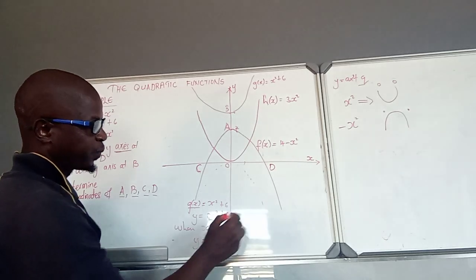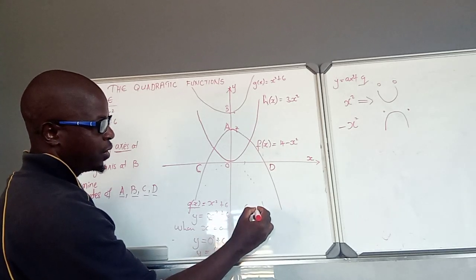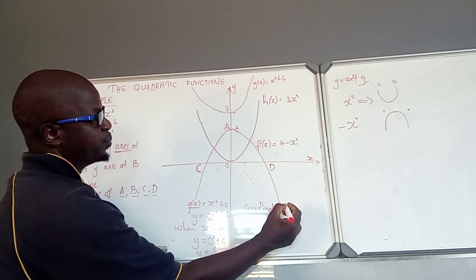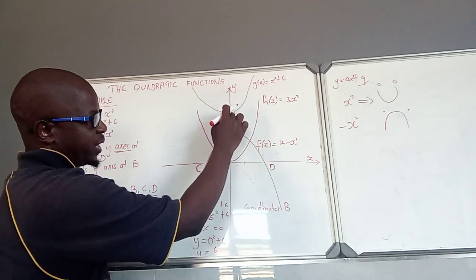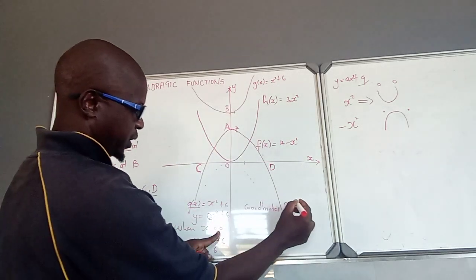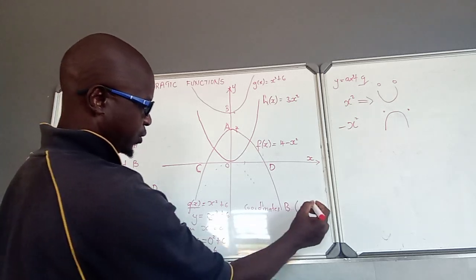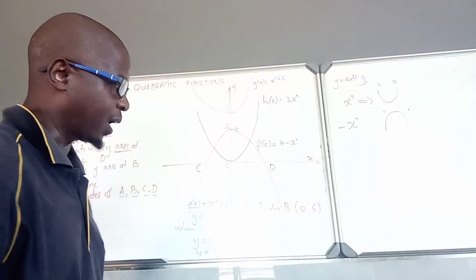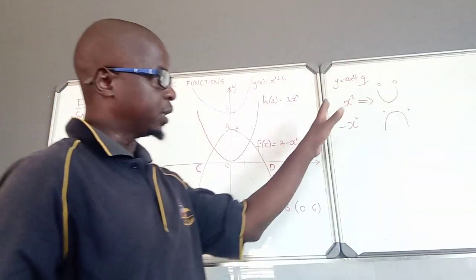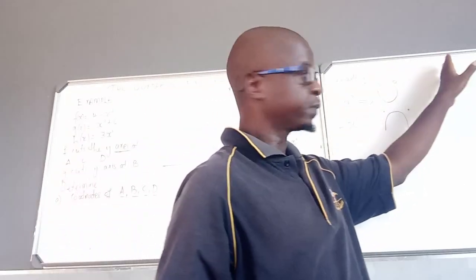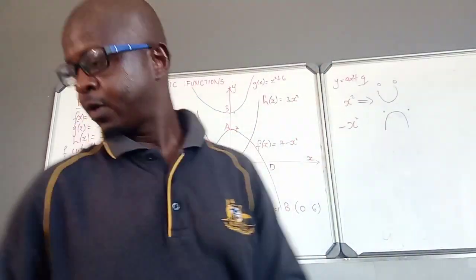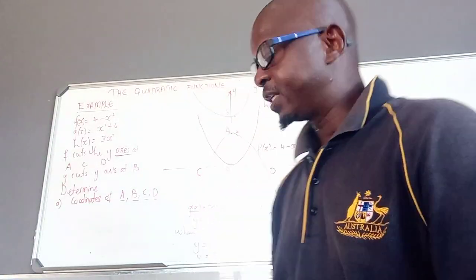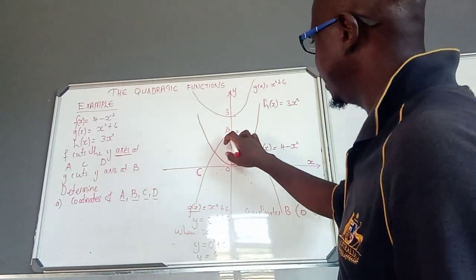So it means therefore that the coordinates of point B, this point here, we said when x is equal to 0, our y is going to be 6. So those are the coordinates of our point B. Now let's go ahead and find the coordinates of point A.